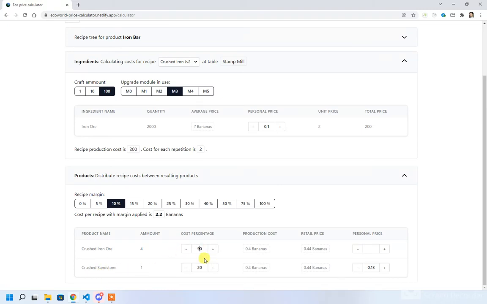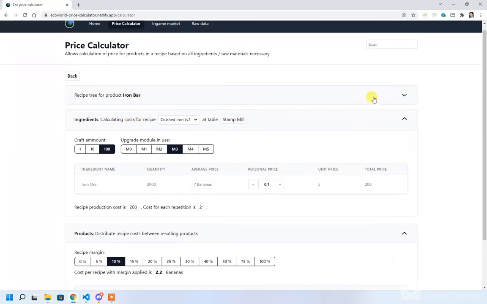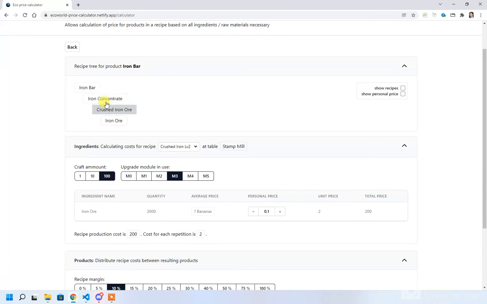So maybe just a little bit higher. 90% might be a good price. So with the profit margin, let's do 0.5 and 0.22 bananas over here. So this is the price for the crushed iron ore.